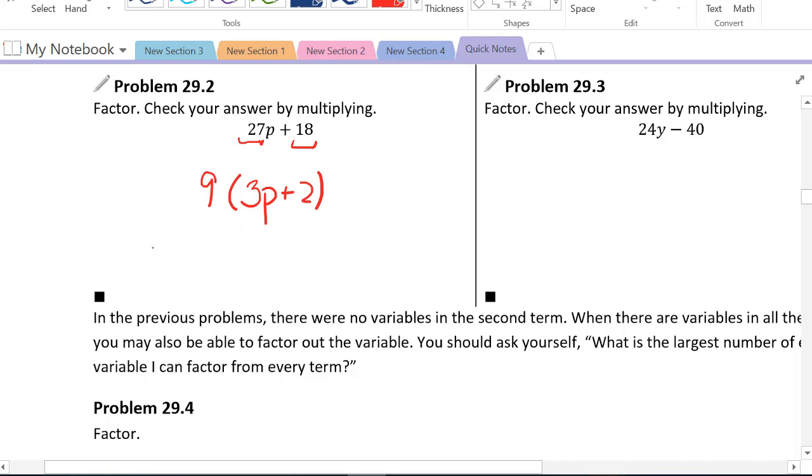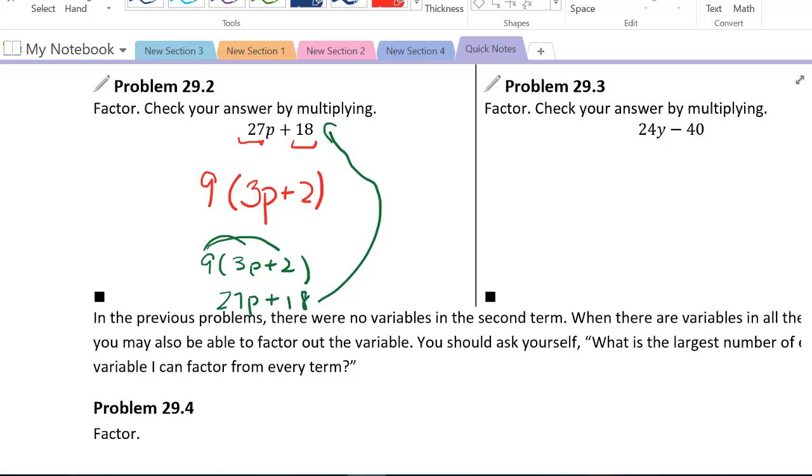Okay, and if you want to check your answer, you're going to take 9 times 3p plus 2, and then you just distribute, right? 9 times 3 is 27p, and then 9 times 2 is plus 18. See, you get the same thing, right? Same exact thing from the beginning. So if you ever want to check your answer, all you have to do is just distribute back in. Okay? All right, let's look at the next one.